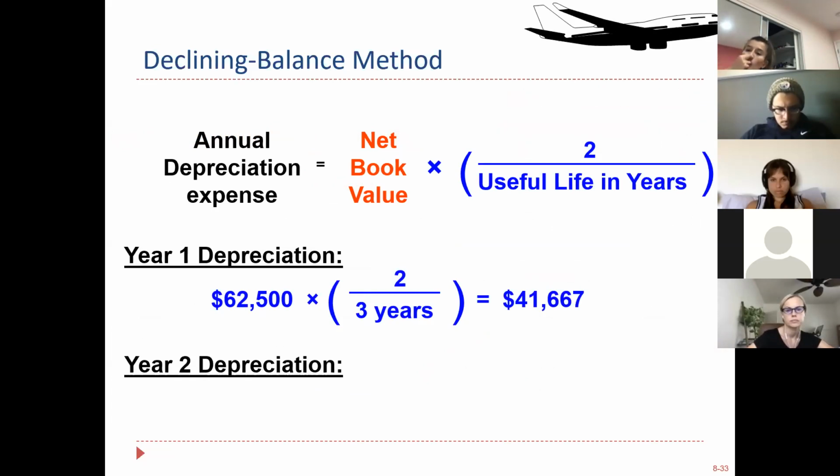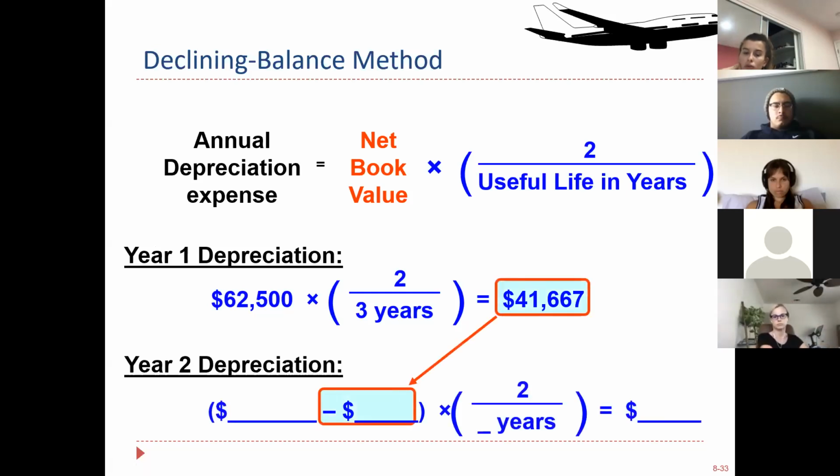One-third is how we began, right? It was 3 years. So that's 1/3. 1/3 times 2 is 2/3. So under this method, we're going to take the full 62.5 because we do include the residual. And when we multiply that out, we're going to get a big number. $41,667 is what we are going to expense. A big number. How do we get to year 2 now would be a question.